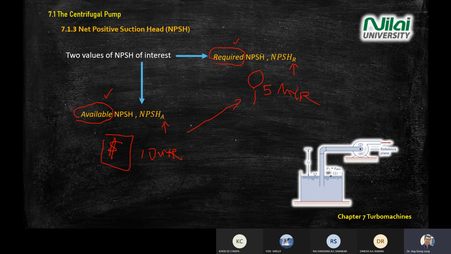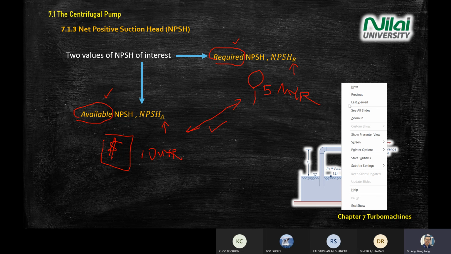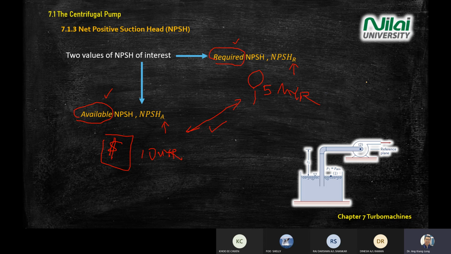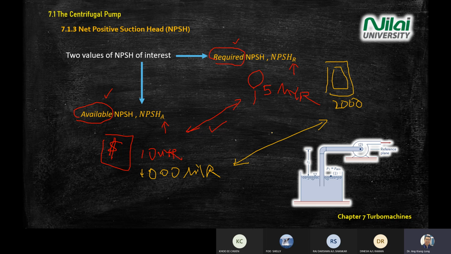Meaning the pump can work. Okay, so what happens if you want to buy something, let's say a phone or a tablet that costs maybe 2,000 ringgit, but your wallet only has 1,000 ringgit. What is available is less than required, then the system doesn't work. Okay, this is a general idea. We look at the detail of the equation later on.